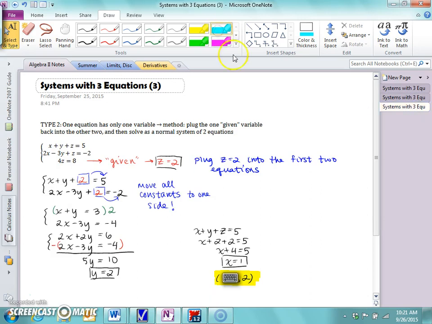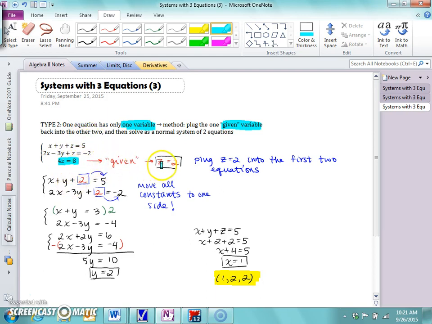The other type, this is the last slide, the other type I want you to do is when only one of the equations has 1 variable. The other 2 equations have all 3 variables. What you'll do is you're always going to have 1 variable that's kind of given. In this case, it's this one. You're pretty much given that z is 2. You just divide by 4.